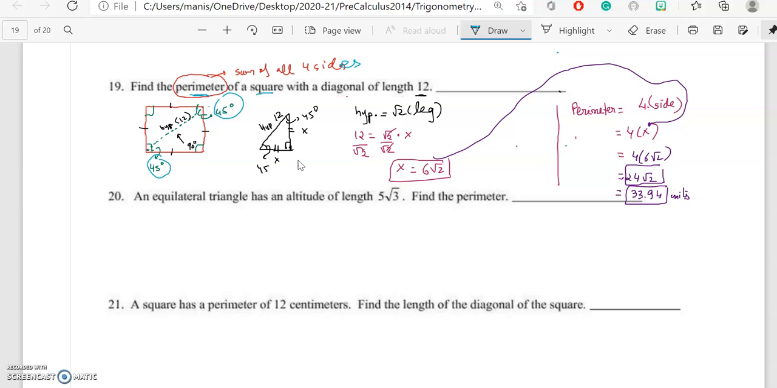I have drawn the same picture over here. You can see this picture is the same. And this is the formula which we use for a 45, 45, 90 degree triangle: hypotenuse is equal to radical 2 times leg.